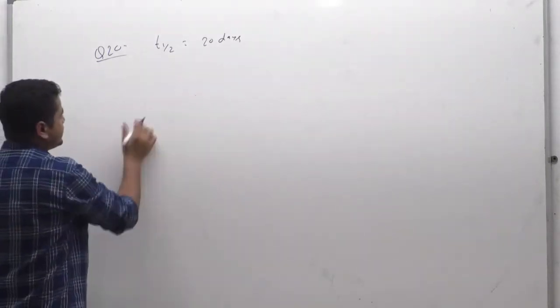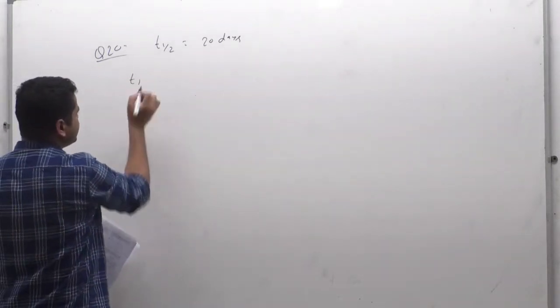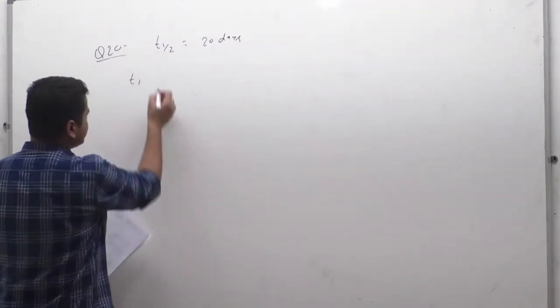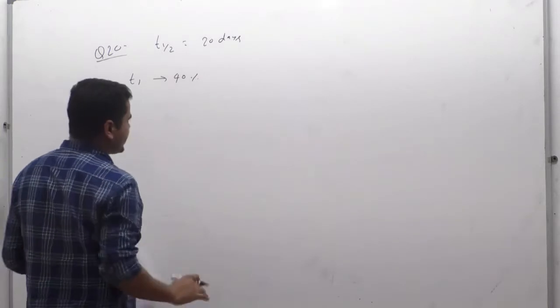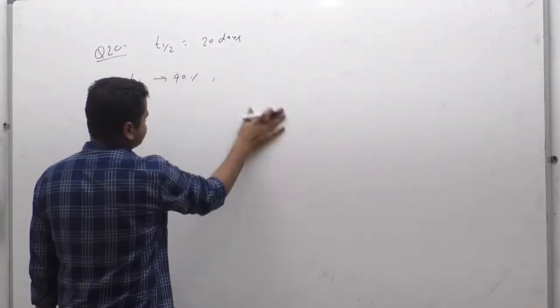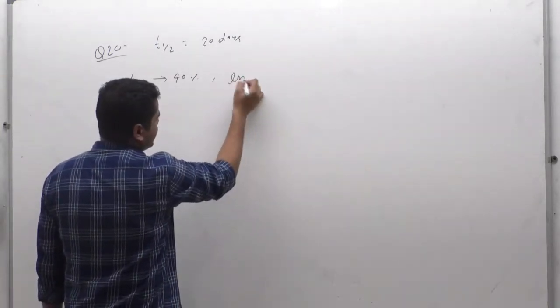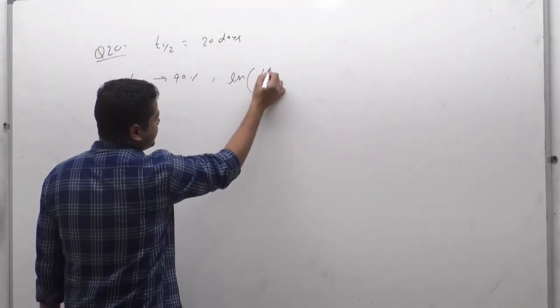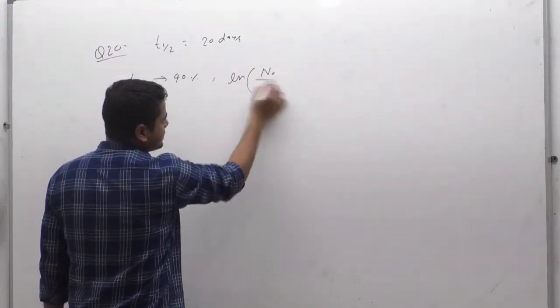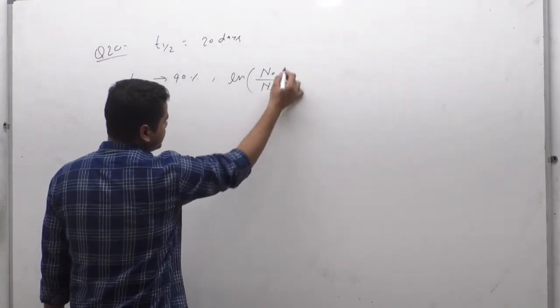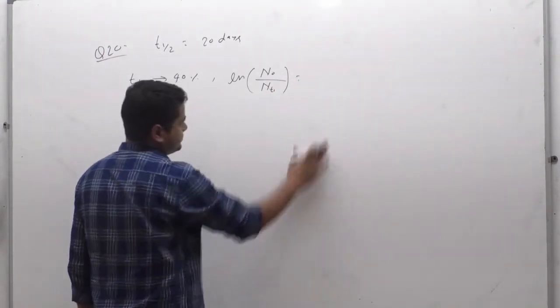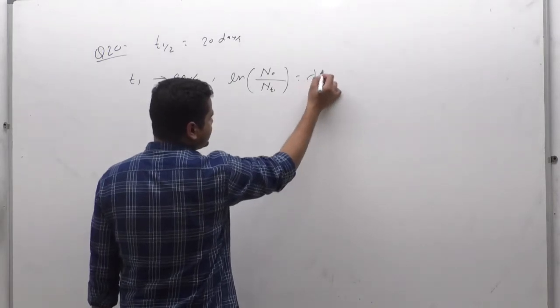So let us assume T1 is the time for 40% decay. So for T1 time, what can we write? ln of the initial concentration, which is N naught, upon the concentration present at that time T1, equals lambda into T1.